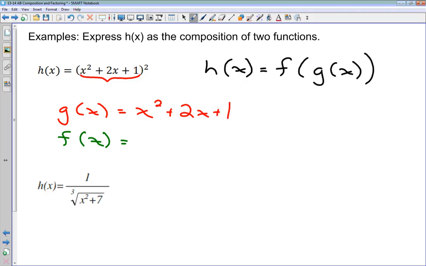Then how did I get h at x? Well, I took g at x and I subbed it inside another function, f at x. What would f at x have to be? Well, it would have to be sort of just this part to the power of 2. So that would be like x to the power of 2. So if I do that composition and I take g at x and I sub it into f at x, I would get x squared plus 2x plus 1 all to the power of 2.